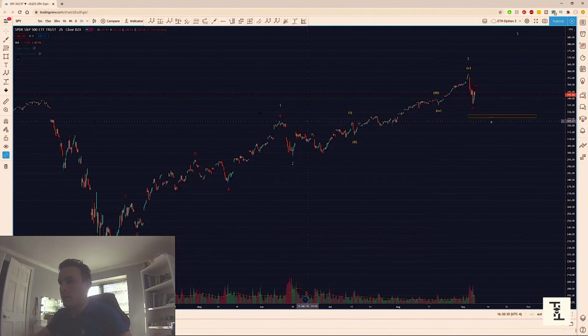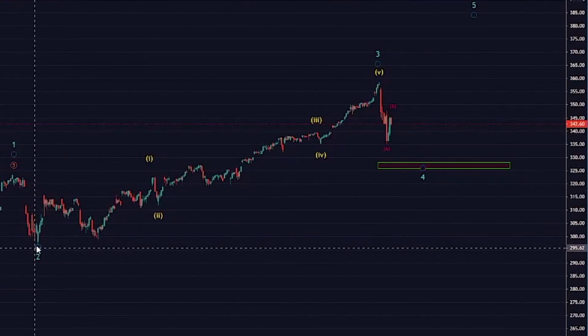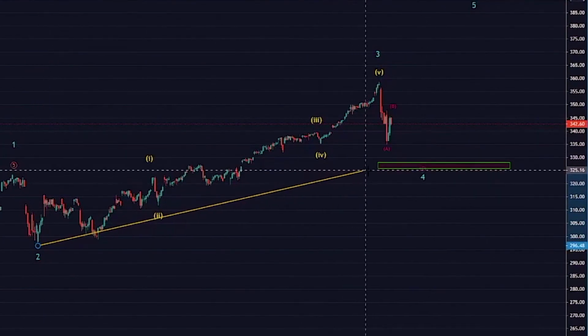So if you're still hanging in here, now we have a target for a 4th wave move. Let's go ahead and project out where we're going to go after that. So back to our chart, let's do the same thing we've been doing the whole time and just draw a parallel channel from the bottom of our 2 to the bottom of our 4.